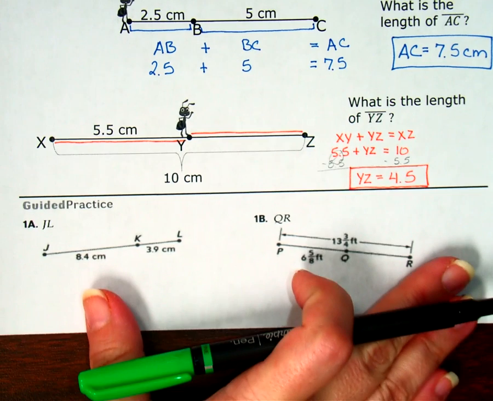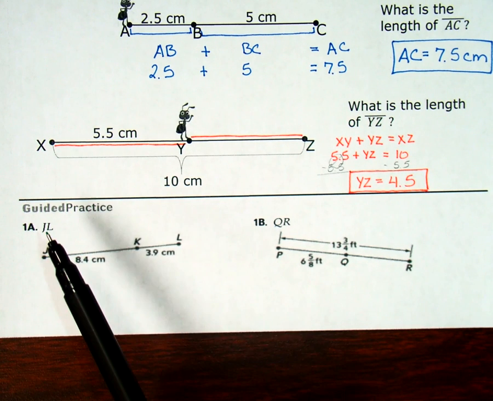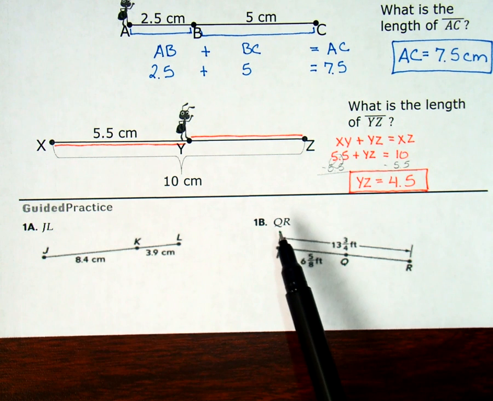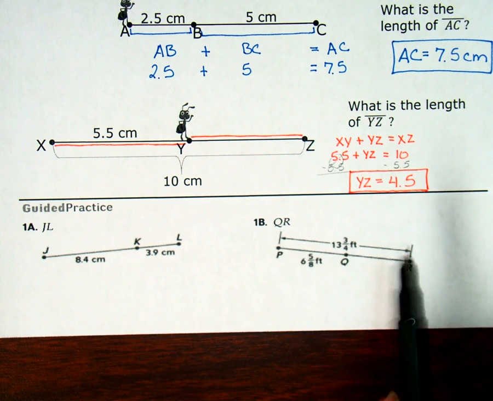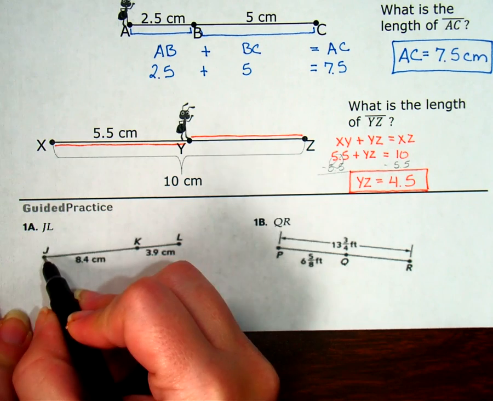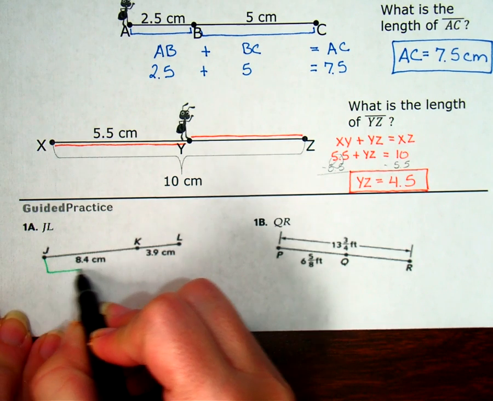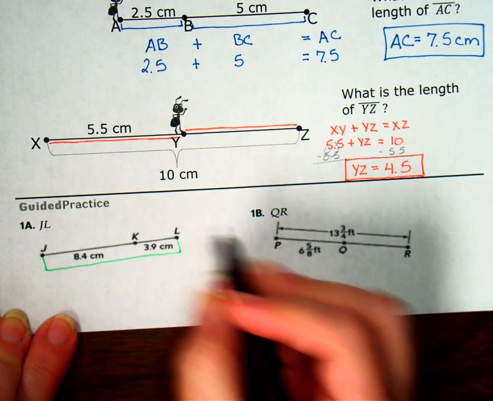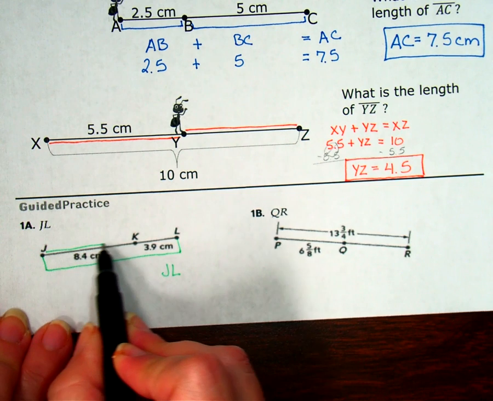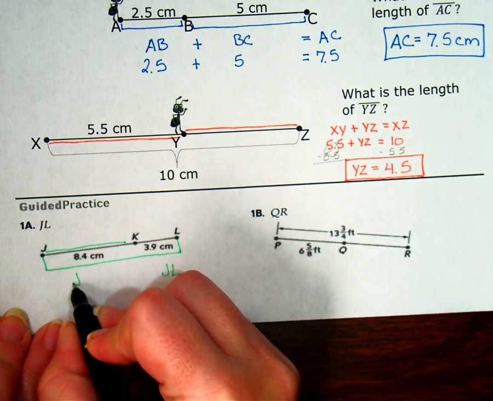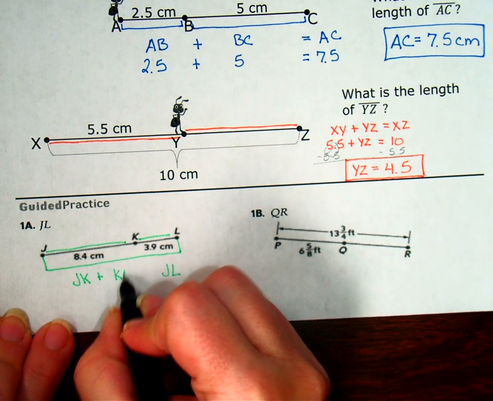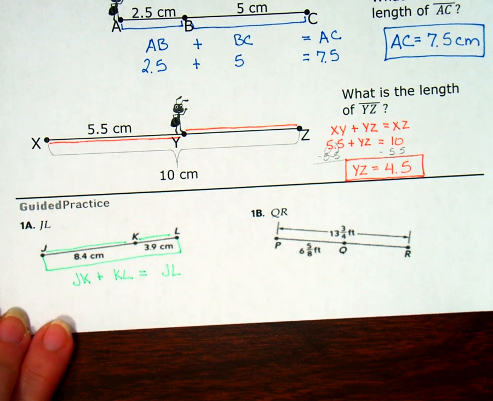So let's look at these two guided practice problems. I want to find the distance from J to L for the first one, and the distance from Q to R for the second one, okay? So if I want to know the distance from J all the way to L, I can add the two individual pieces. The left side, JK, plus the right side, KL, is going to give me the whole length of the segment.